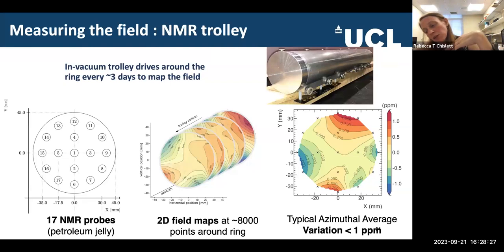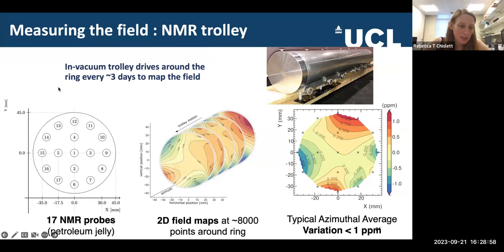But even though we've made the field as uniform as possible, we obviously want to monitor the field over time, and we have different ways of doing this. The field that we want to know is the field that the muons experience, but obviously we can't measure that while the muons are in there. But we do have this trolley that we drive around approximately every 3 days when we're not putting muons into the ring, to measure the field exactly in the storage region.